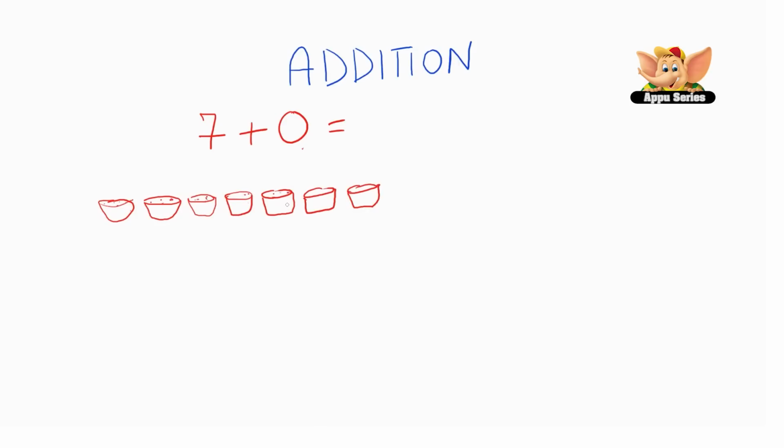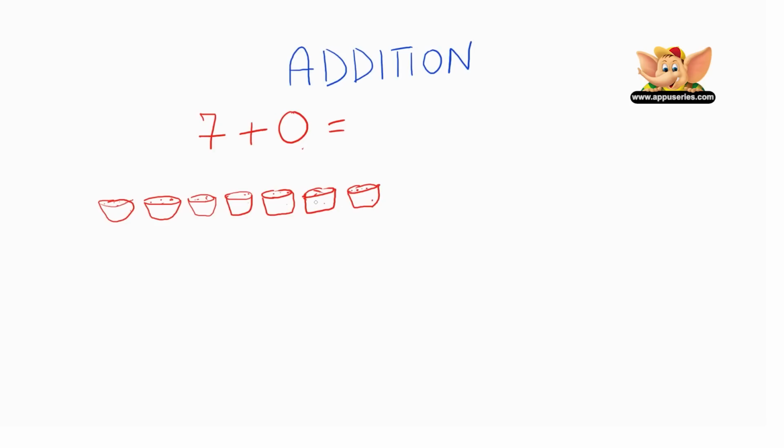Now, let me put forth a tricky one. 7 plus 0 equals. Say you have 7 cupcakes. Your mom was being really generous and made a lot of cupcakes. Now, she gave you 0 more. So let me draw these cupcakes. So 1, 2, 3, 4, 5, 6, 7. Put some chocolate sprinkles on top. There you go.